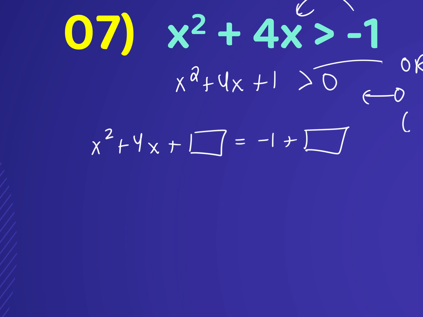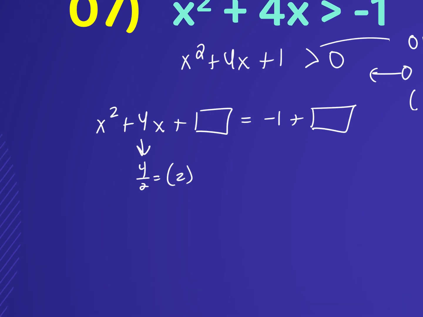I'm going to take my 4 and divide it by 2. And what do I get? 2. So on the left-hand side, my parenthesis is x plus 2 squared, correct? So then we square it. 2 squared is 4. 4 goes here. Everybody with me? Okay. So negative 1 plus 4 is 3.